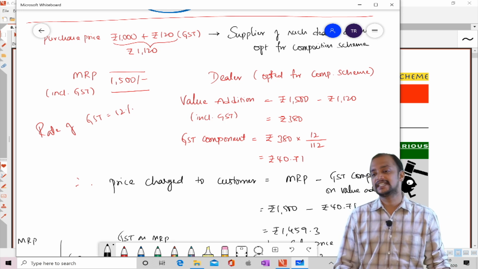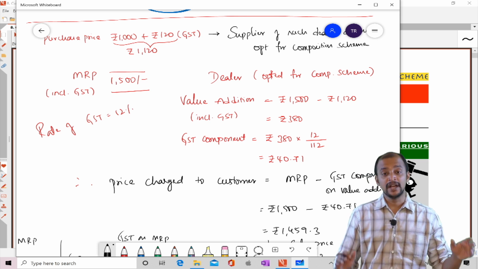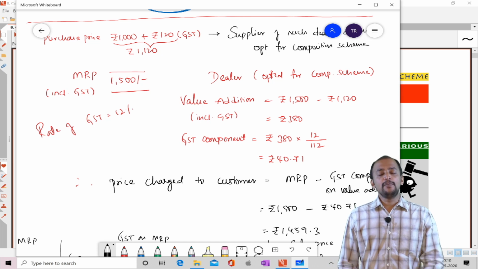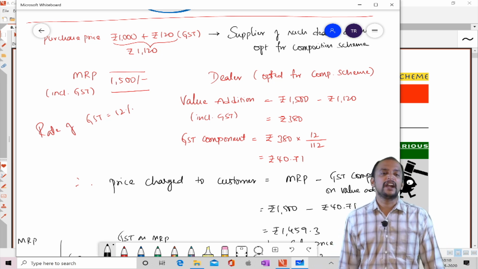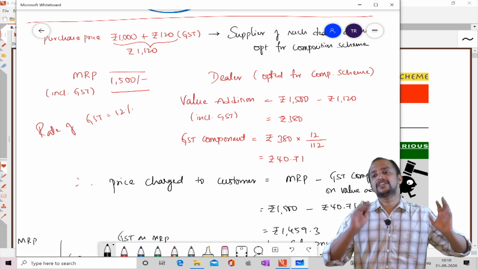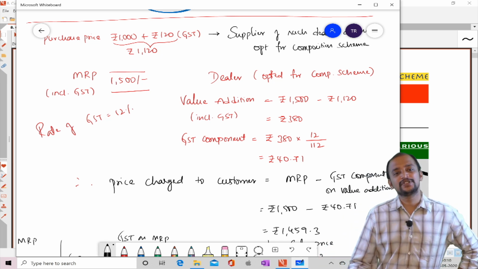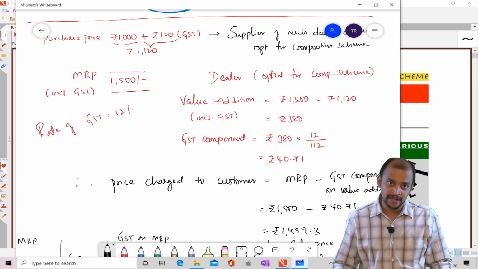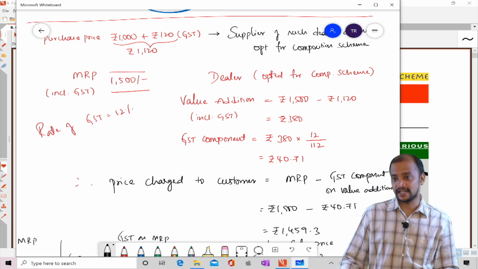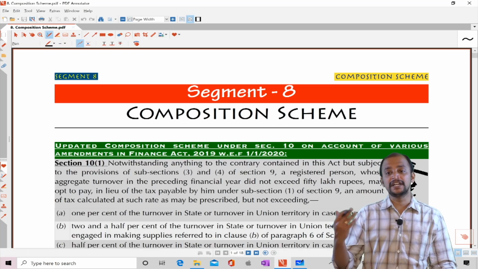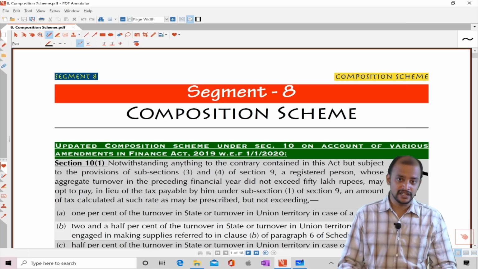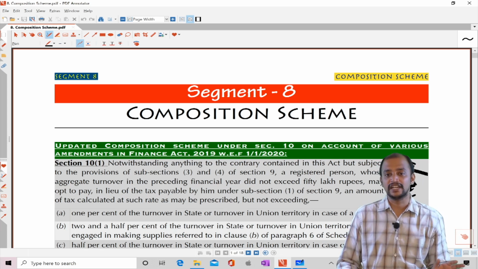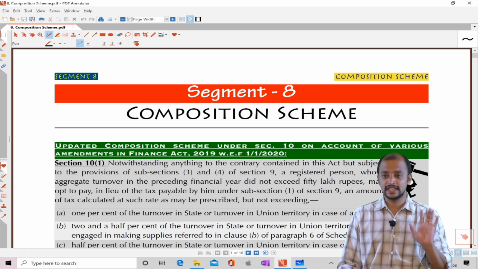Section 10 of the CGST Act deals with the composition scheme, and for your November 20 exam, this composition scheme completely got revamped. A lot of changes are there when it comes to the composition scheme. Completely it got revamped for your November 20 exam, and therefore we are discussing it now. And even for May 21 it will be the same. There is no change in the composition scheme, unless we get any notification in the next few months, otherwise it will be the same path.